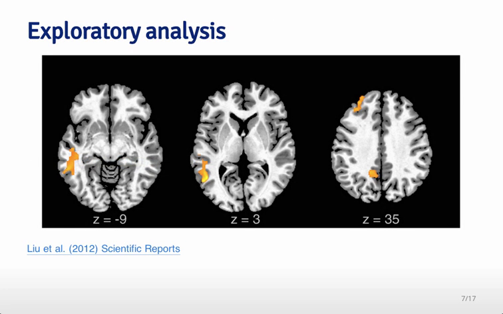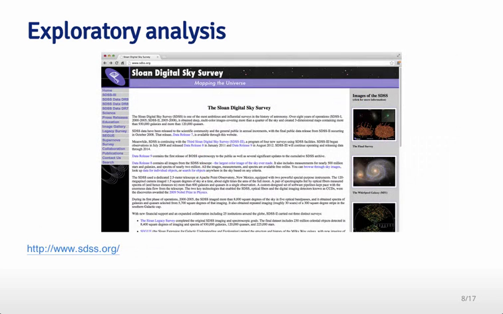Here's an example of an exploratory analysis where they were looking at brain images and trying to identify regions of the brain that lit up in response to a particular stimulus. They explored this data and observed, here's a region that lights up in response to that stimulus, and here's another region that lights up in response to the stimulus. They haven't necessarily confirmed what that means, but they've discovered a new connection that they hadn't seen before they had this data.